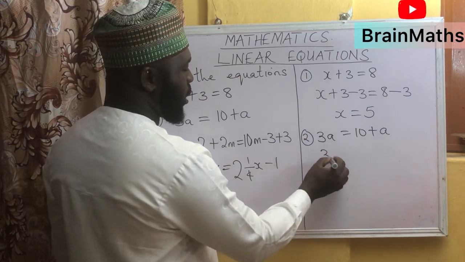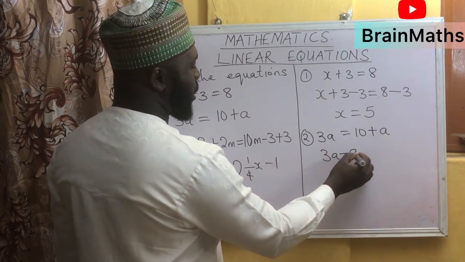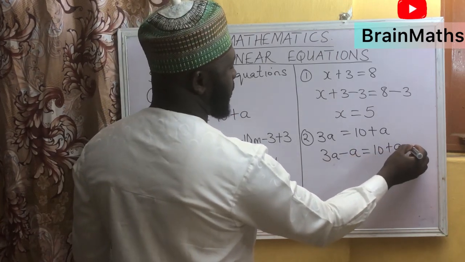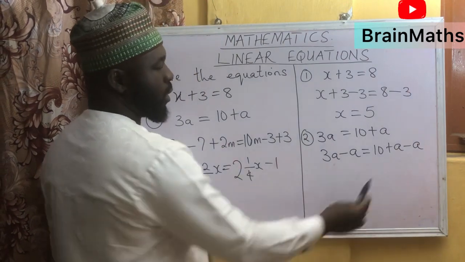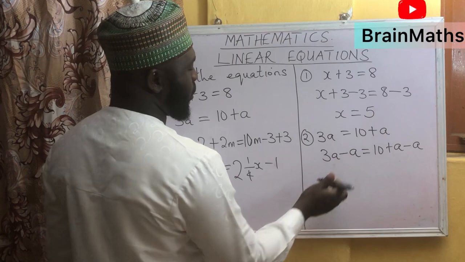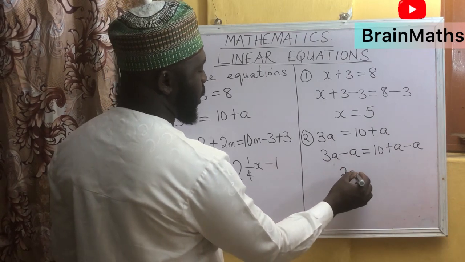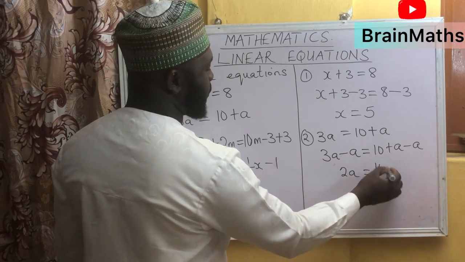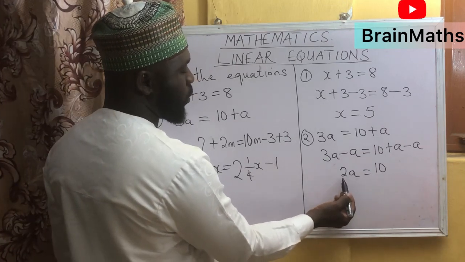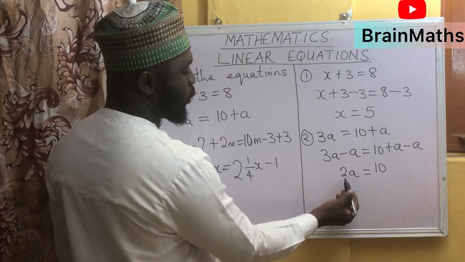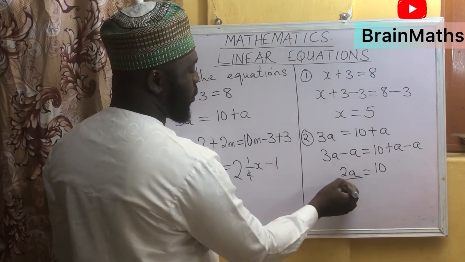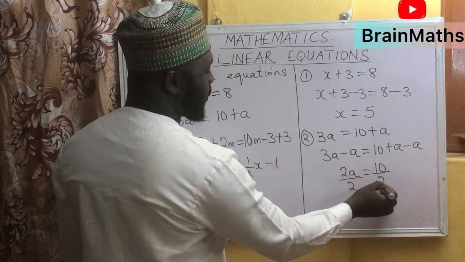So we'll say 3a minus a equals 10 plus a minus a. A minus a will give 0 on that side. So we have 3a plus minus a, that will give us 2a equals 10. So we are still having a coefficient of a, which is 2. And in order for us to remove 2, we have to divide both sides by 2. So we have 2 and 2.